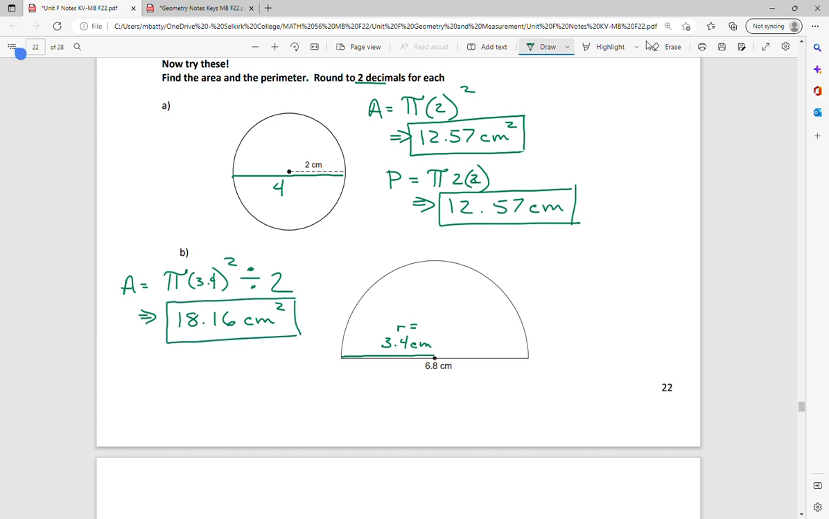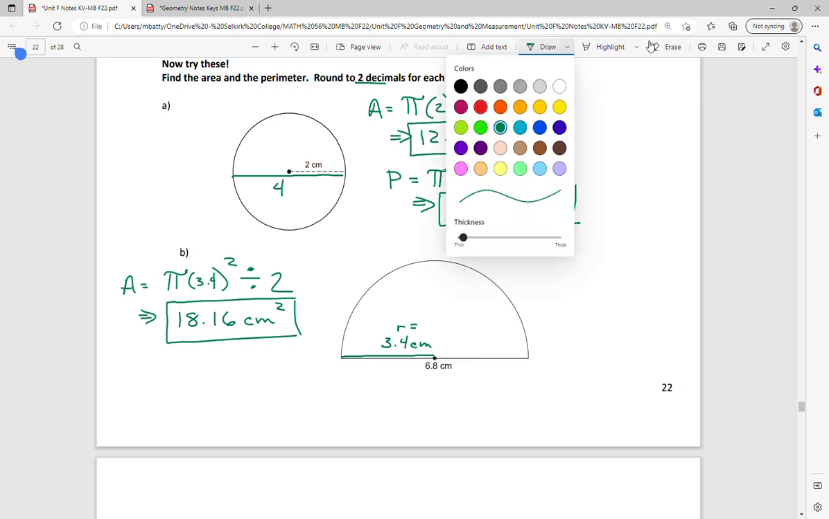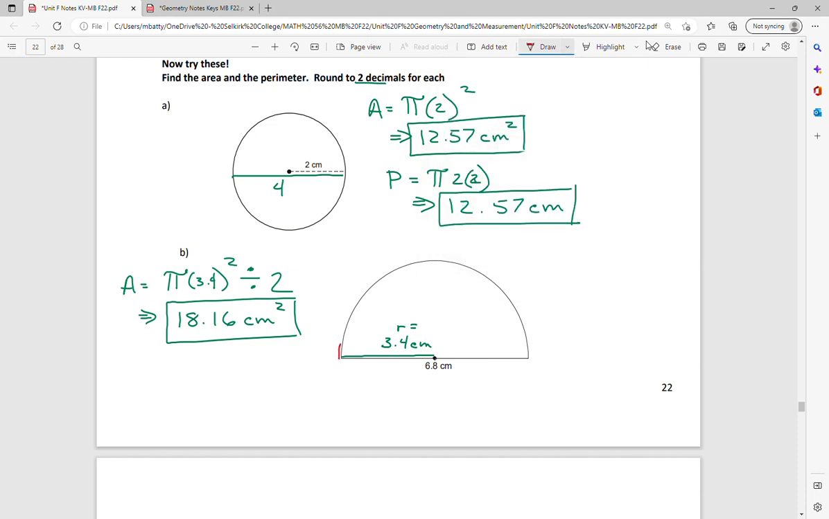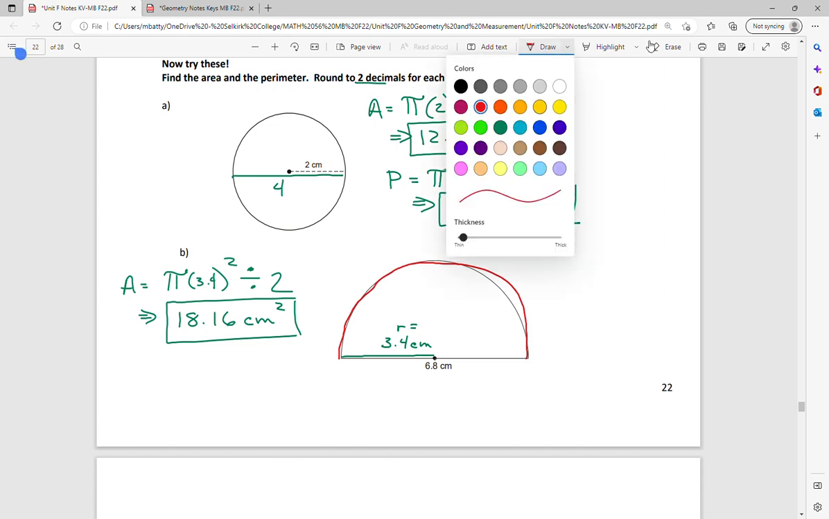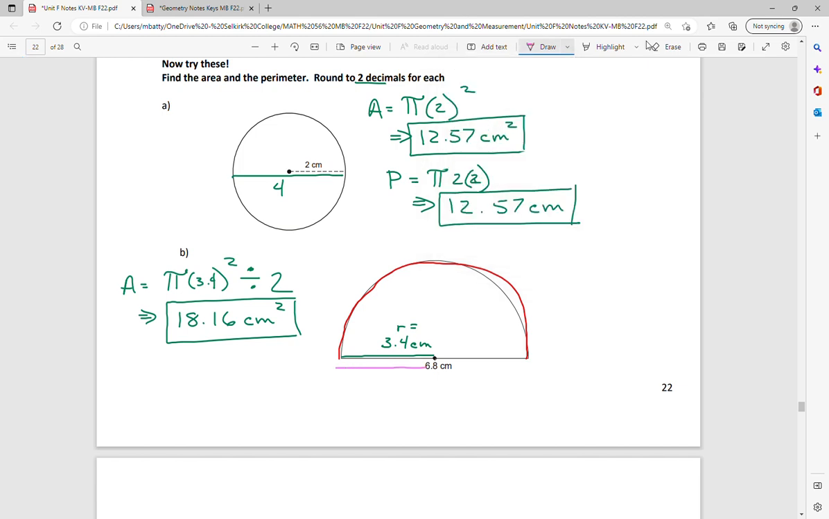Okay, the perimeter is a little bit trickier. So in this one, I'm going to switch colors for us, we're going to figure out the perimeter or the circumference of half of the circle. And then we're also going to have to add in this base as it's measured here, right? It's the diameter. And so we'd have to remember to add that piece back in.